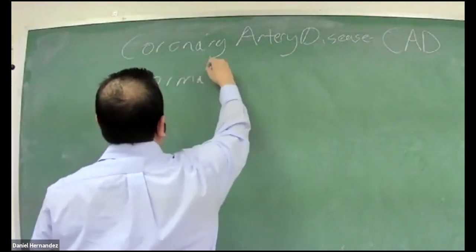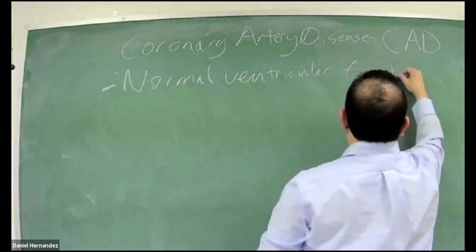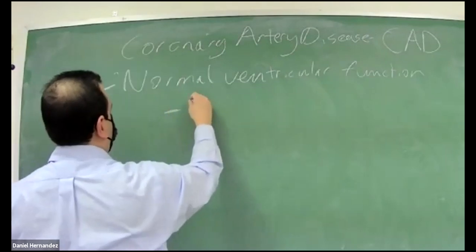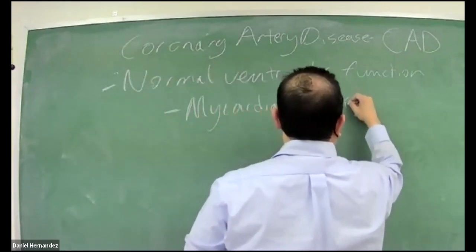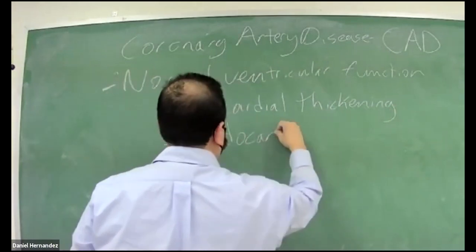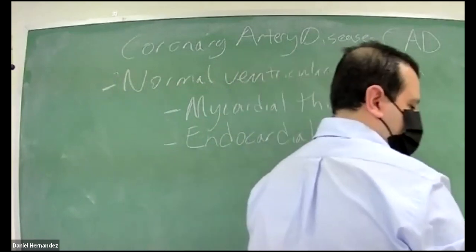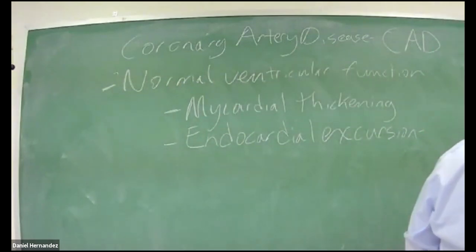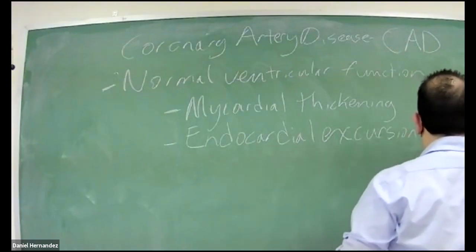So with normal ventricular function, we have myocardial thickening and we have endocardial excursion, meaning that the chamber decreases in a symmetrical manner.